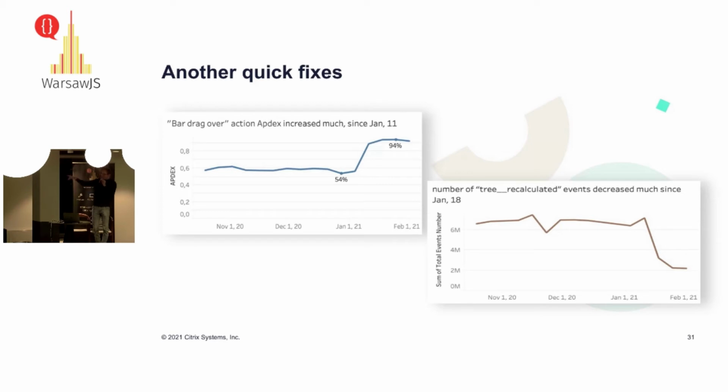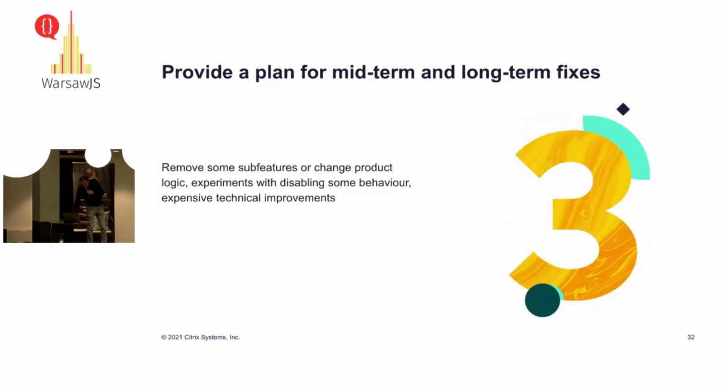Another interesting chart, on the right side, is about the pre-recalculation event. You can read it as invalidate viewport. This is a chart for the number of these events. You can see that before our quick fixes, there was a huge amount of these events. The viewport was invalidated for every single interaction. Now it's not, and it became much faster.